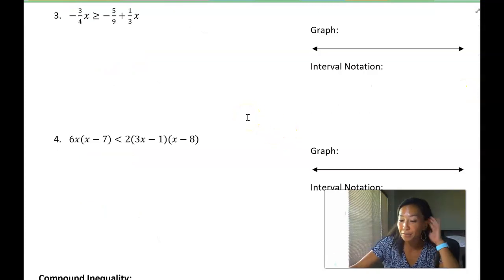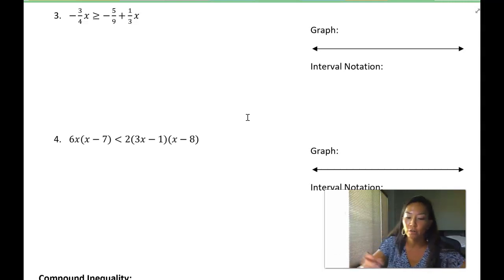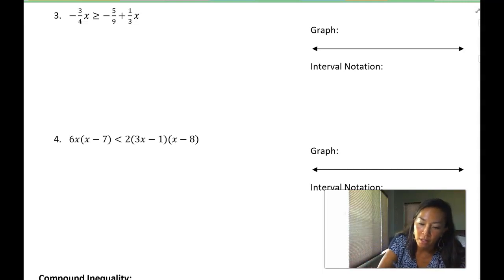Now, if we look at number 3, it's a little bit harder because we have denominators that are very different. And this technique I'm going to teach you right now is called finding the least common denominator. If you can make them all have the same denominator, you can clear your fraction. So let's look at the 9, the 3, and the 4.